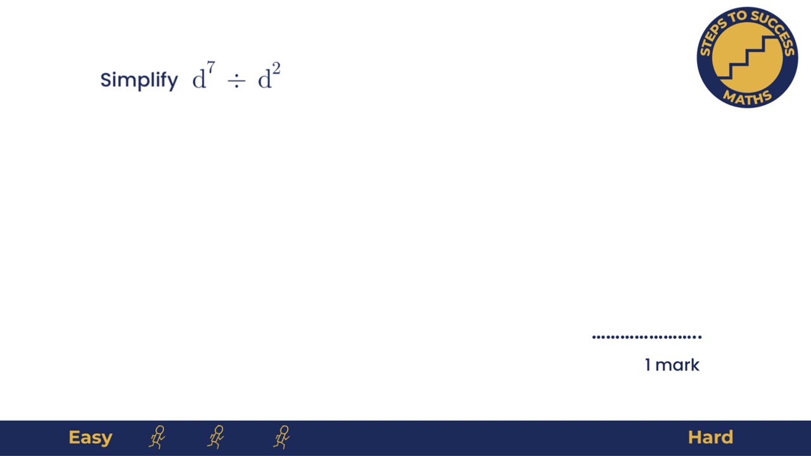Simplify. D to the 7 divided by d to the 2. So when we're dividing, we can just subtract the powers. So 7 take away 2 is 5. So we've got d to the 5.